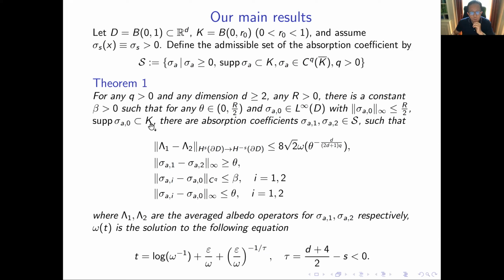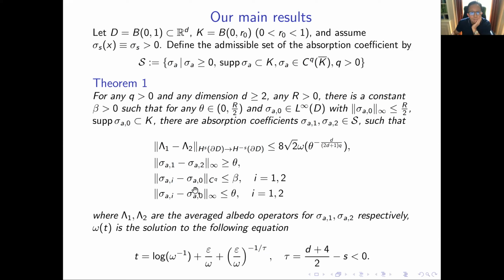Then our result shows basically the difference in the measurement. This is the perturbation in two absorption coefficients, two media, two tissues. Their infinity norm is separated apart by theta. This is the perturbation or the difference between two media. Of course, they are all close to a reference media.